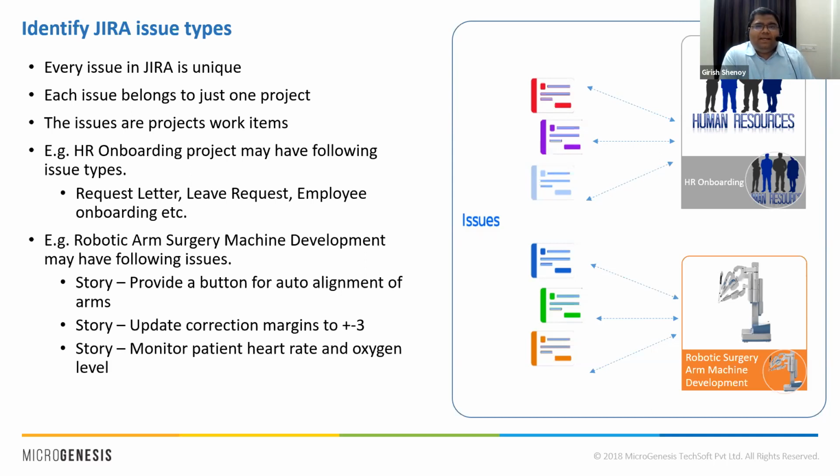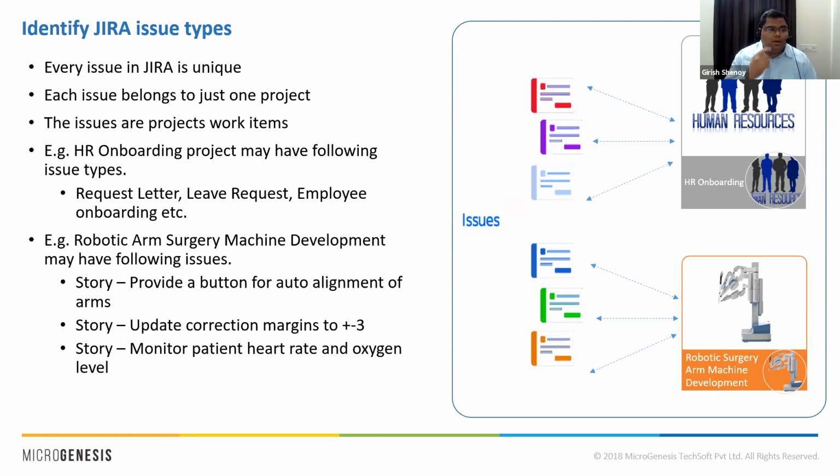Every issue is unique in Jira. Each issue belongs to just one project, right? An issue will have an issue key, which is an identity, showing which project that issue belongs to. Issues are project work items. I already touched on the different issue types that you can relate to.